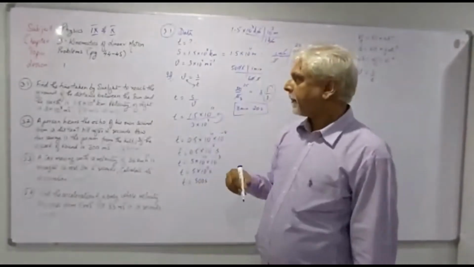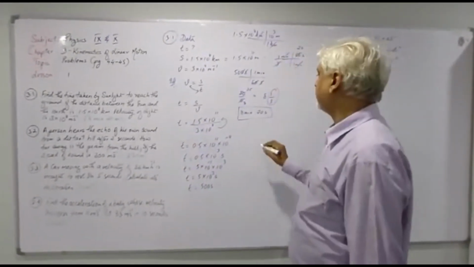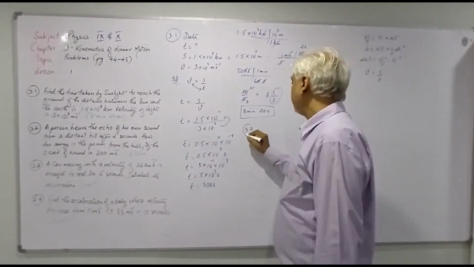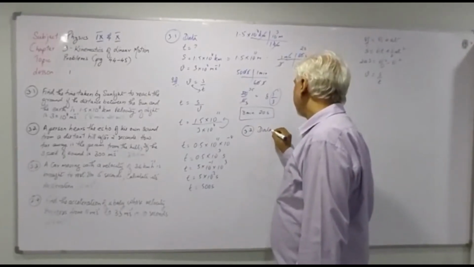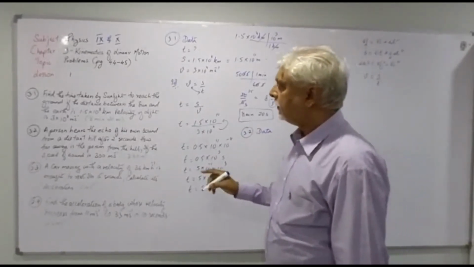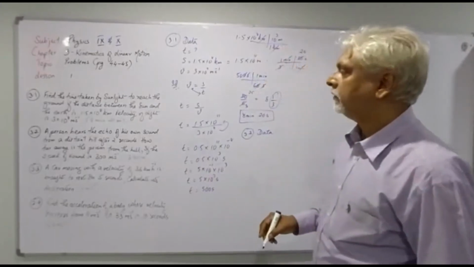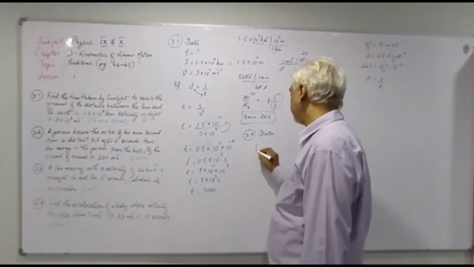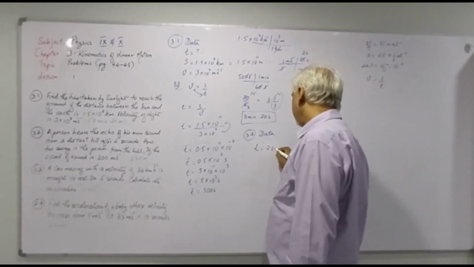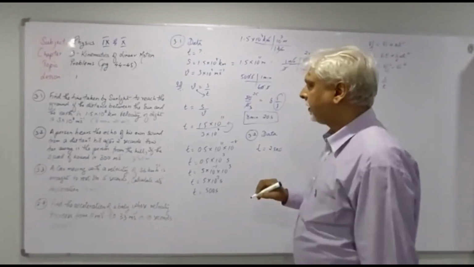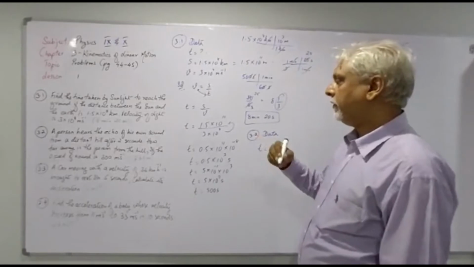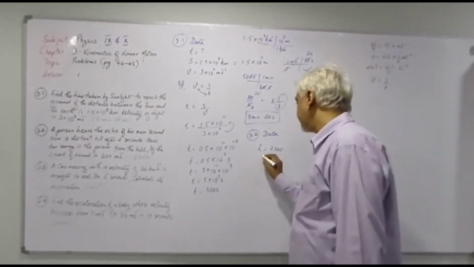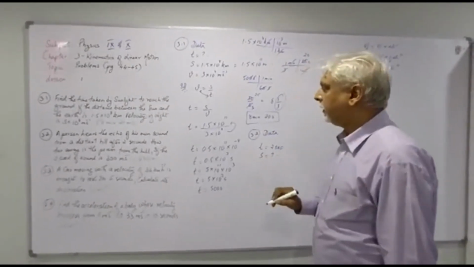Is that clear? Okay, let's go on to the next one, 3.2. Data: a person hears the echo of his own sound at a distant hill after 2 seconds. After 2 seconds he hears his echo. How far away is the person from the hill? Again, distance is what you need to find out.